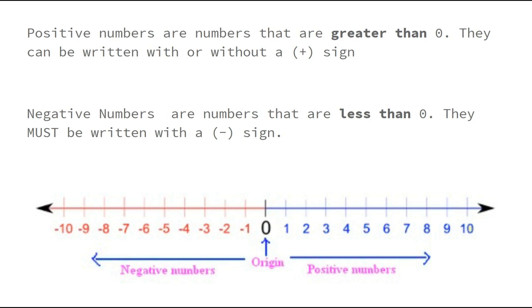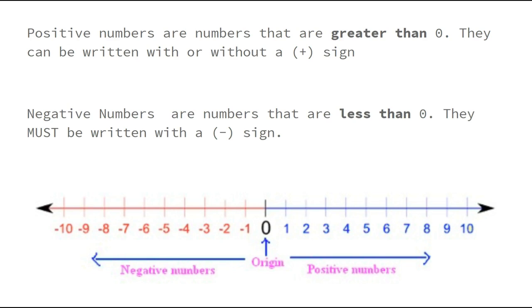Those are numbers that are greater than 0. They can be written with or without a positive sign. So numbers like 1, 2, 3, 4, and so on. Usually they're not written with a positive sign, but we can write it with a positive sign and it wouldn't change it at all. Negative numbers are numbers that are less than 0.